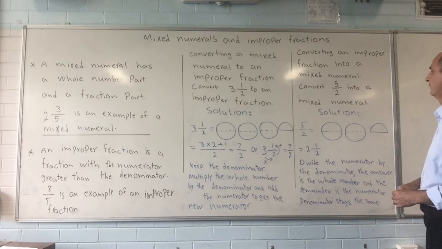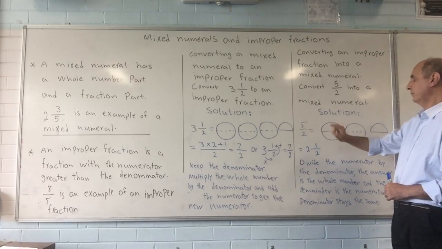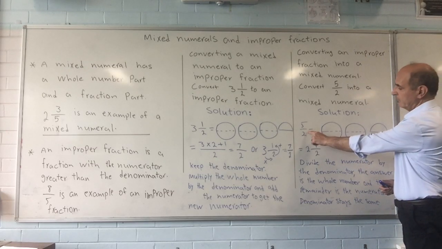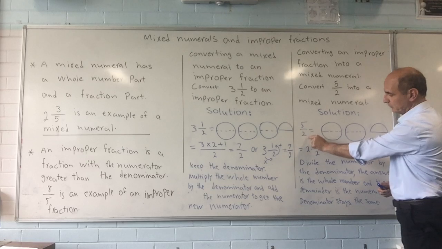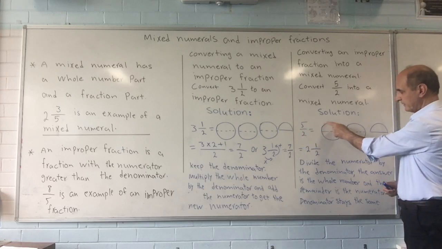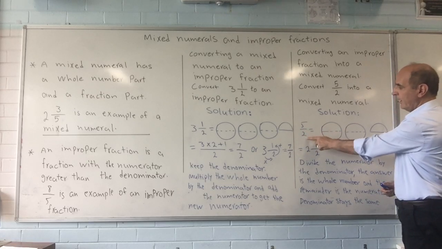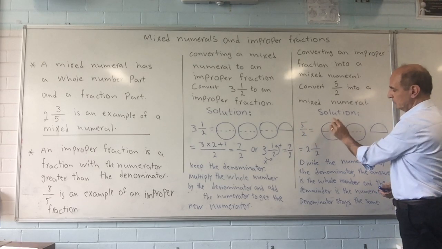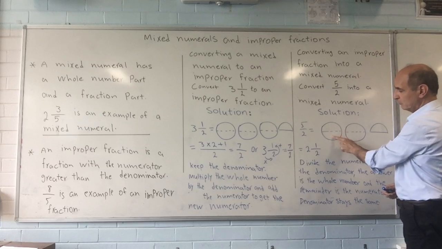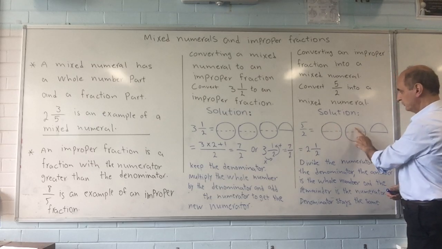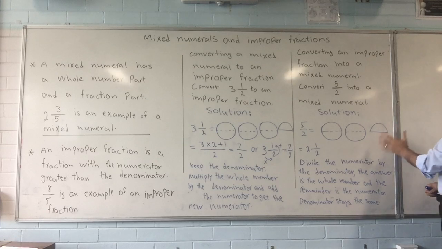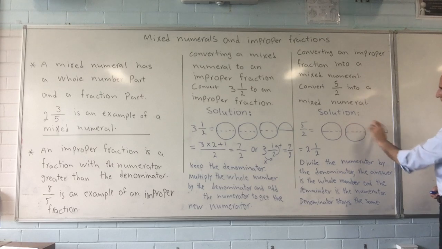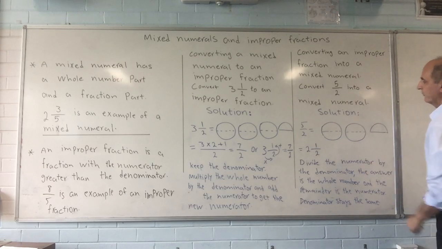Again, to go from an improper fraction to a mixed numeral, remember that 1 whole has been divided by 2 because my denominator is 2. And I've taken 5 of those parts: 1, 2, 3, 4, 5. And then if I want to write it in a different way to see how many wholes I have, 2 wholes here and 1 half, 2 and 1 half.